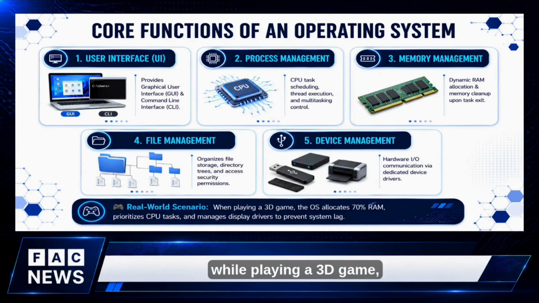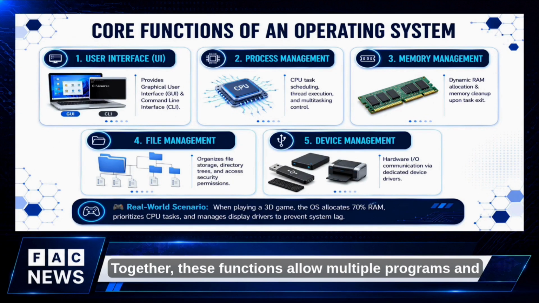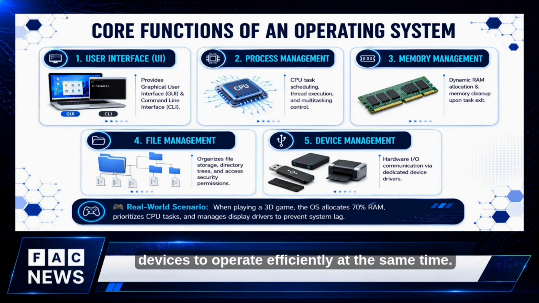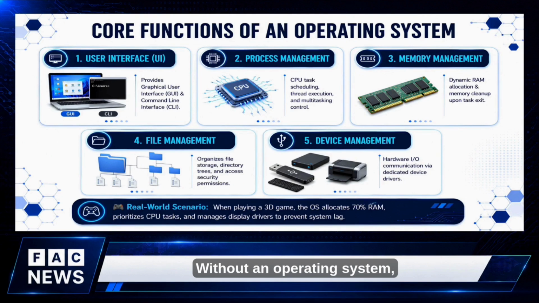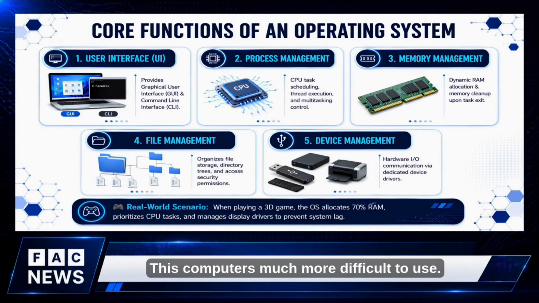For example, while playing a 3D game, the operating system manages memory, CPU tasks, and the graphics driver to keep the game running smoothly. Together, these functions allow multiple programs and devices to operate efficiently at the same time. Without an operating system, users would have to communicate directly with the hardware, making computers much more difficult to use.